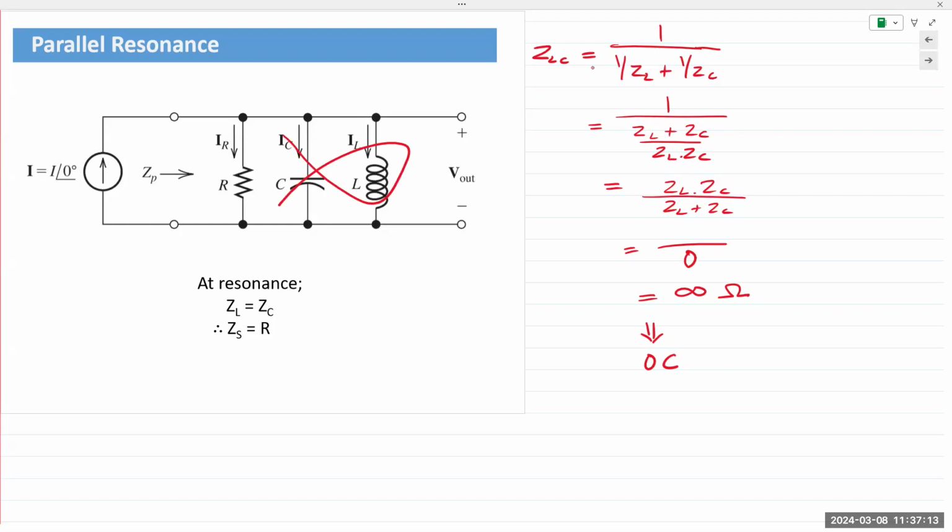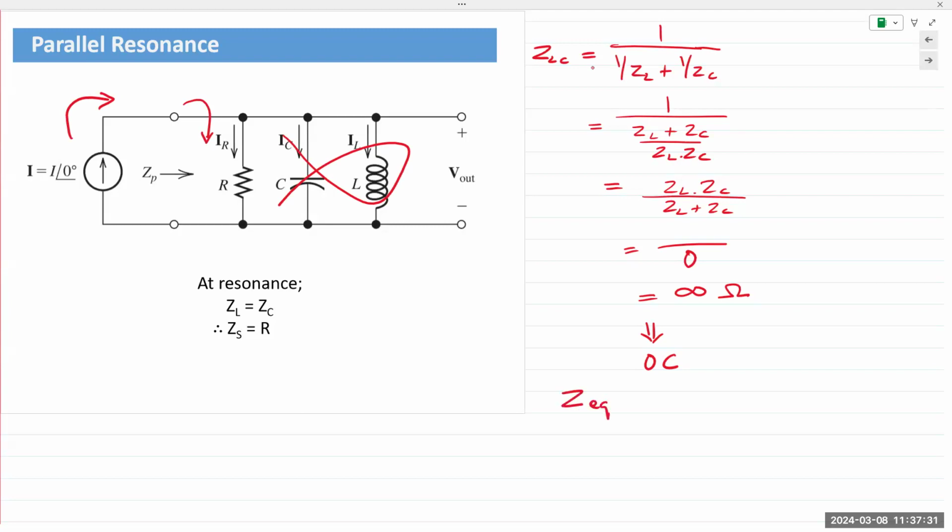And they are not considered as part of the circuit, right? If it's an open circuit, nothing is going down there. All of the current coming from the source goes to the resistor. The effect is exactly the same as that of the series circuit.